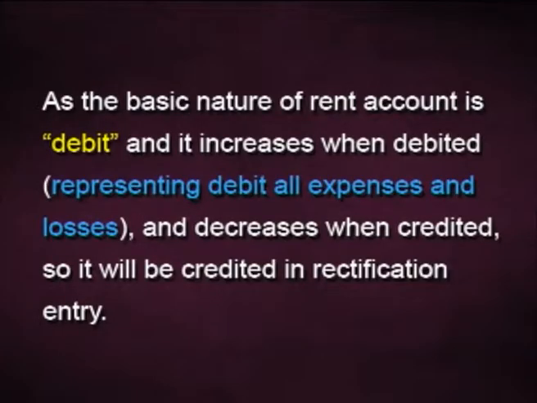This is with the assumption that overcasting has taken place on the debit side of the rent account, as the basic nature of rent account and expense account is debit. So, the rectification entry is expected to decrease the total rent by rupees 10,000, as the basic nature of rent account is debit and it increases when debited, representing debit all expenses and losses, and decreases when credited. So, it will be credited in the rectification entry.